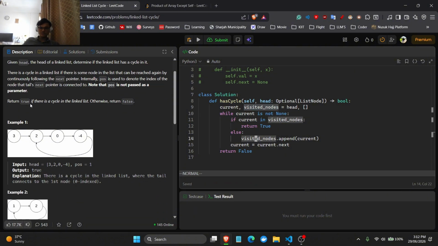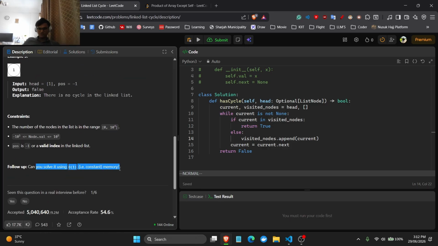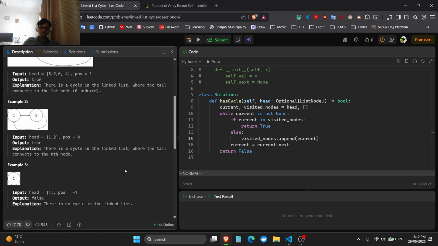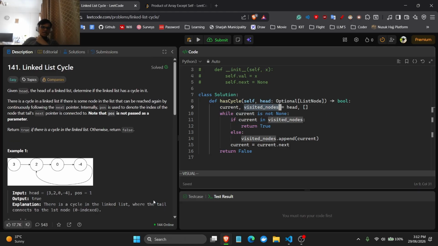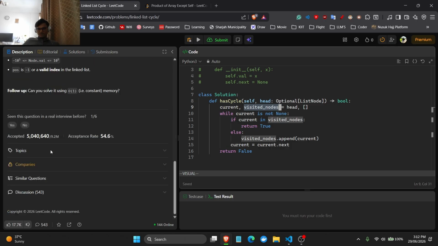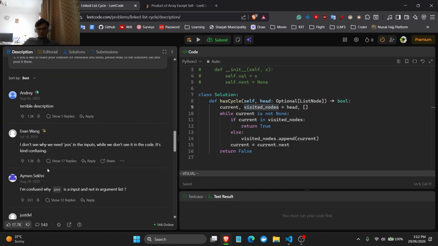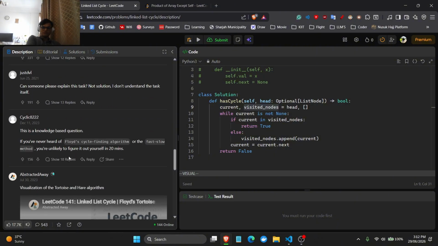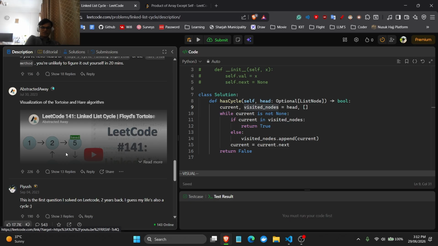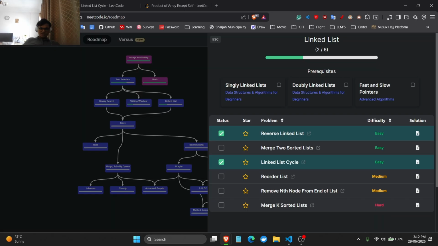But this says the follow-up is, can you solve it using O of one constant memory? So this is not used. I spent some time and then I looked at some of the discussion, because they said don't share the solution. This is a knowledge-based question, so it's unlikely. Oh well, that kind of sucks. So I'm thinking of doing this.